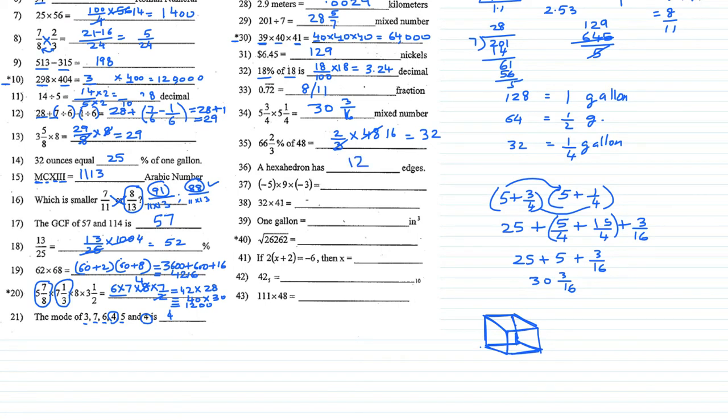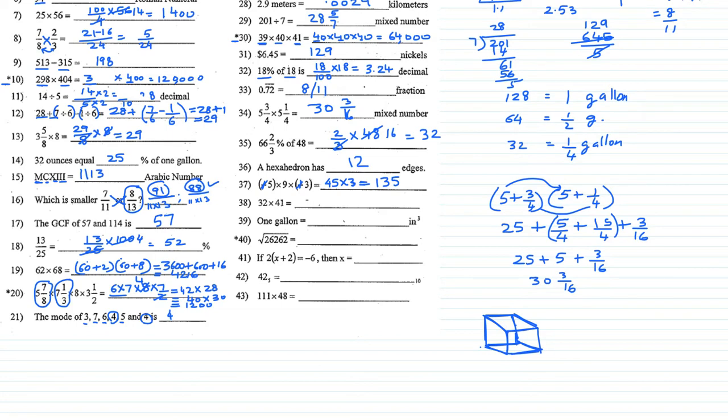Question 37, minus 5 times 9 times minus 3. Minus occurs twice over here, so it basically cancels out. Minus times minus is plus, so we need not worry about the minus sign. So 5 times 9 is 45, and 45 times 3 is 135.